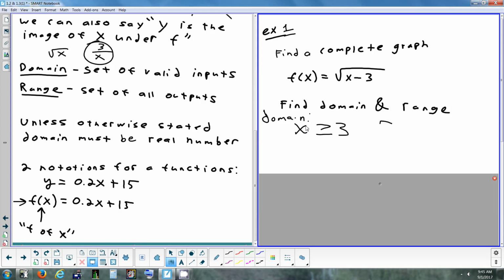Or you can say it like this. I'm going to write it as an interval. I'm going to write it from 3, and the bracket means to include 3. If I put a parenthesis, it means not to include it. So I can go from 3, including that number, up to infinity. And I can never reach infinity, so I put a parenthesis on it. That's called interval notation. We're going to talk more about that later on.